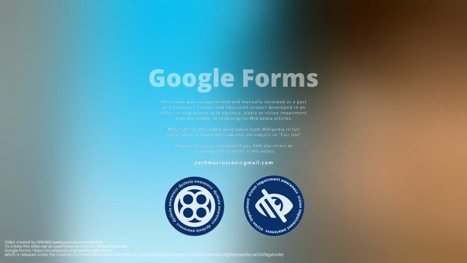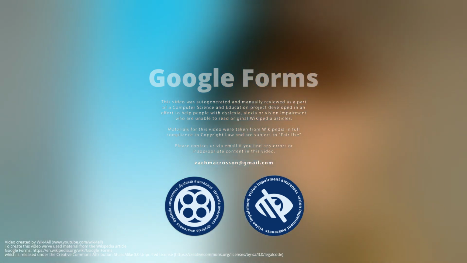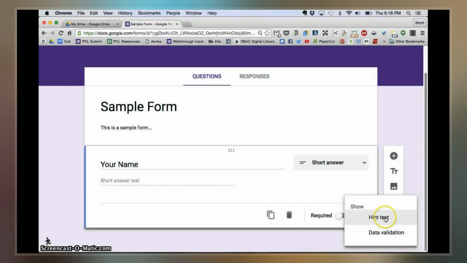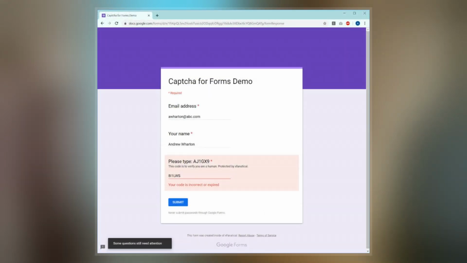Google Forms is a survey administration software included as part of the free, web-based Google Docs editors suite offered by Google. The service also includes Google Docs, Google Sheets, Google Slides, Google Drawings, Google Sites, and Google Keep. Google Forms is only available as a web application.